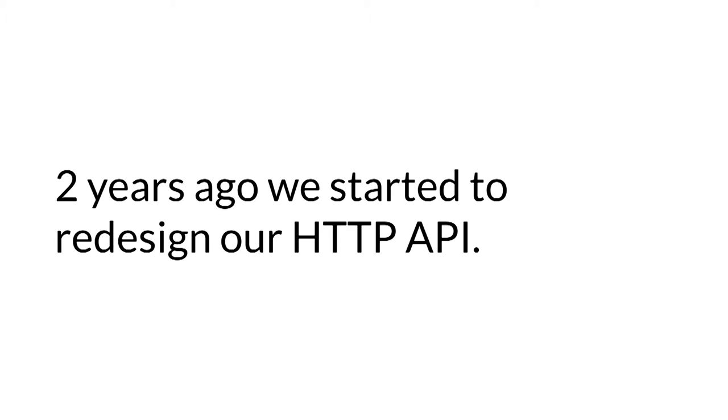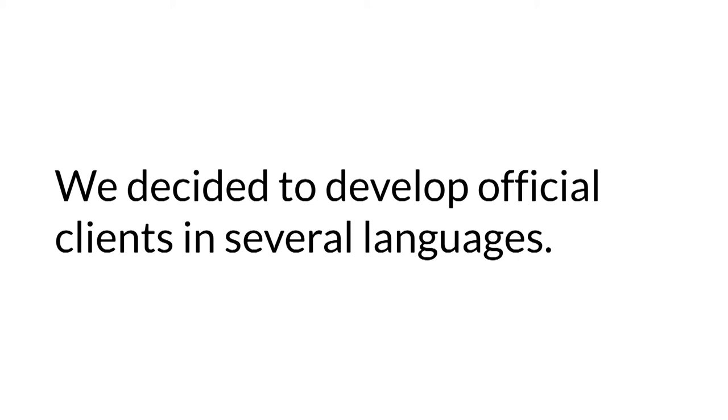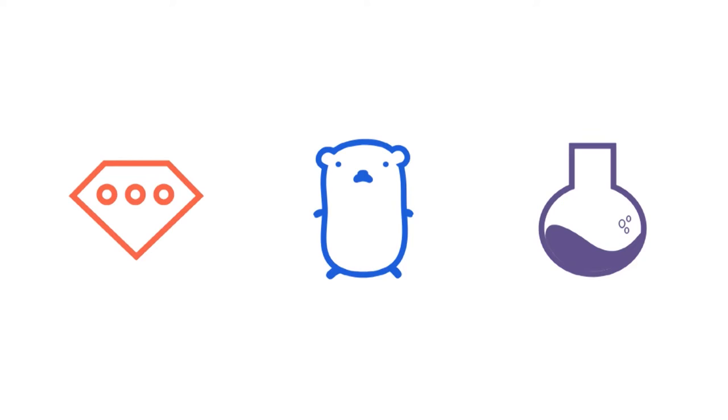Two years ago, we started to redesign our HTTP API. We wanted them to be more powerful, and we wanted to help our customers adopt them. Therefore, we decided to develop official clients in several different languages, in addition to the Ruby clients that we have been providing for years. The DNSimple code base is mainly developed in three languages: Ruby, Go, and Erlang.